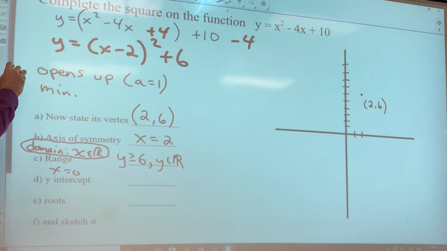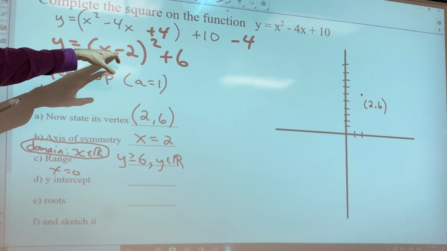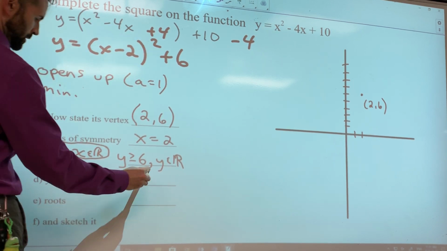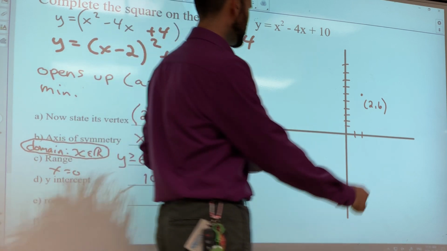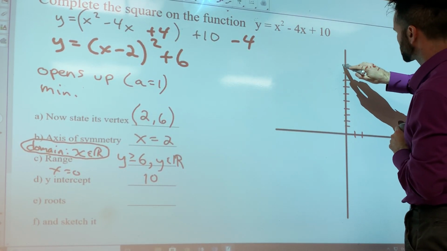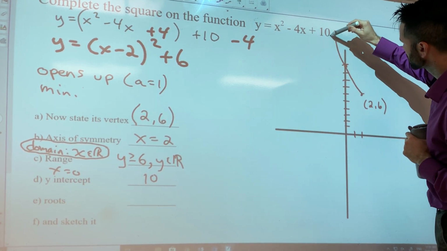So if we quickly go to our equation, you could probably do it in your head: 0 minus 2 is negative 2. Square it, you get 4, plus 6 is 10. So the y-intercept is 10. That's 6, 7, 8, 9, 10. Perfect. I knew it was going to be 10. So that's enough to draw that branch.